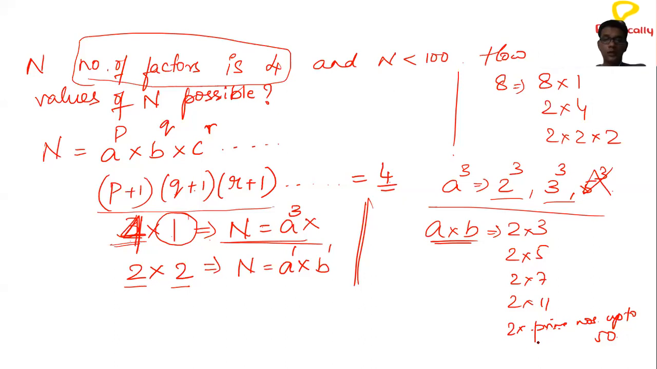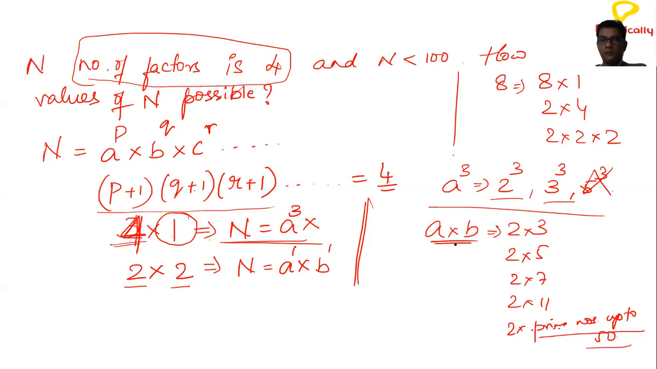Because any prime number I take above 50 and multiply by 2 will go beyond 100, since 2 into 50 is 100. So I have to take all the prime numbers from 2 up to 50: 2 into 3, 2 into 5, 2 into 7, 2 into 11, 2 into 19, and so on. I'm not asking you to bring out my answer. I'm just asking you to understand this concept.